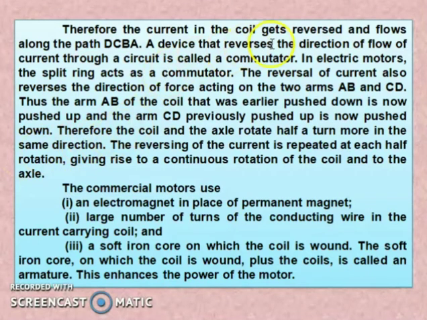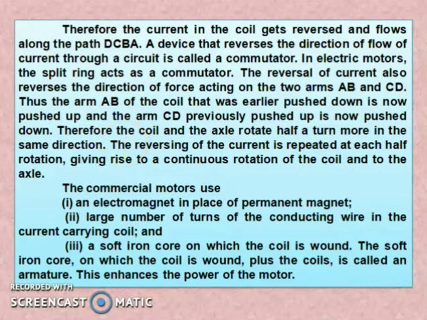A device that reverses the direction of the flow of current through a coil is called a commutator. So in electric motors, the split ring acts as a commutator. The reversal of the current also reverses the direction of force acting on the two arms AB and CD.